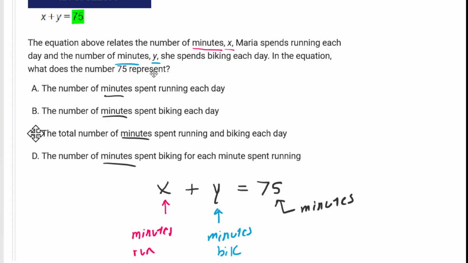We can see choice C says it's the total number of minutes that she spent running and biking. D was close. You can see how the College Board likes to trip people up, but D says the number of minutes spent biking for each minute spent running. Well, no, that's not what we said. We said it's simply the total number of minutes that she spent exercising. So that would be the number of minutes running and biking each day. So C is the correct answer.